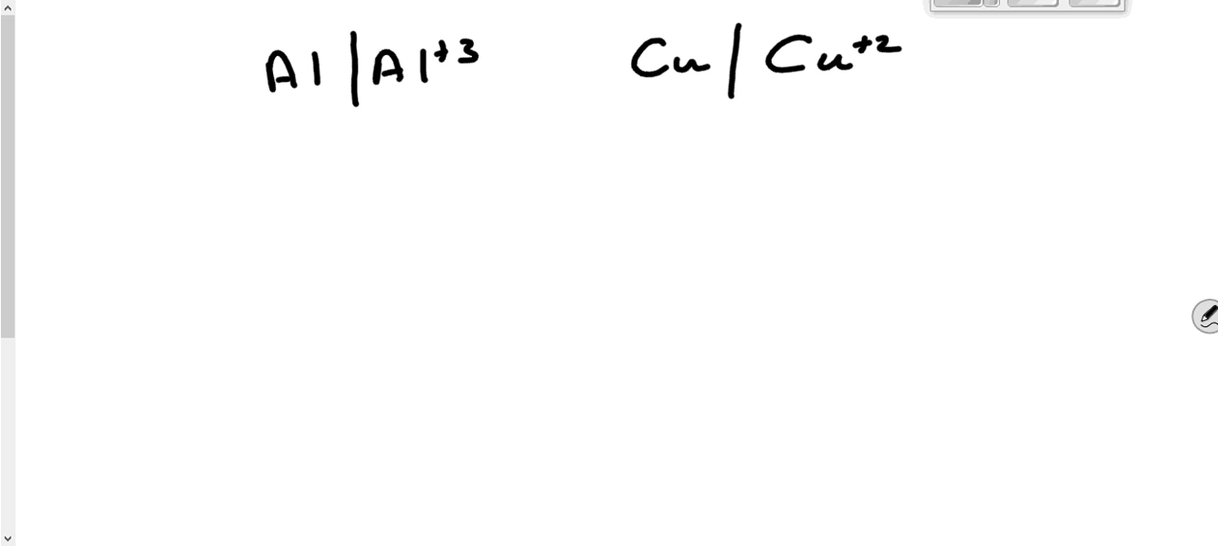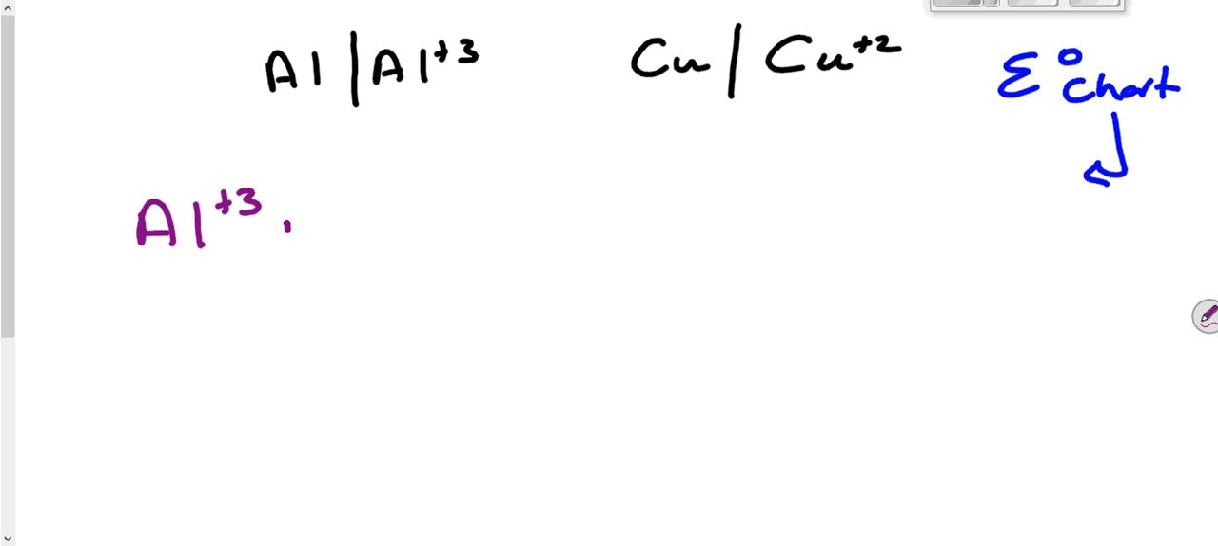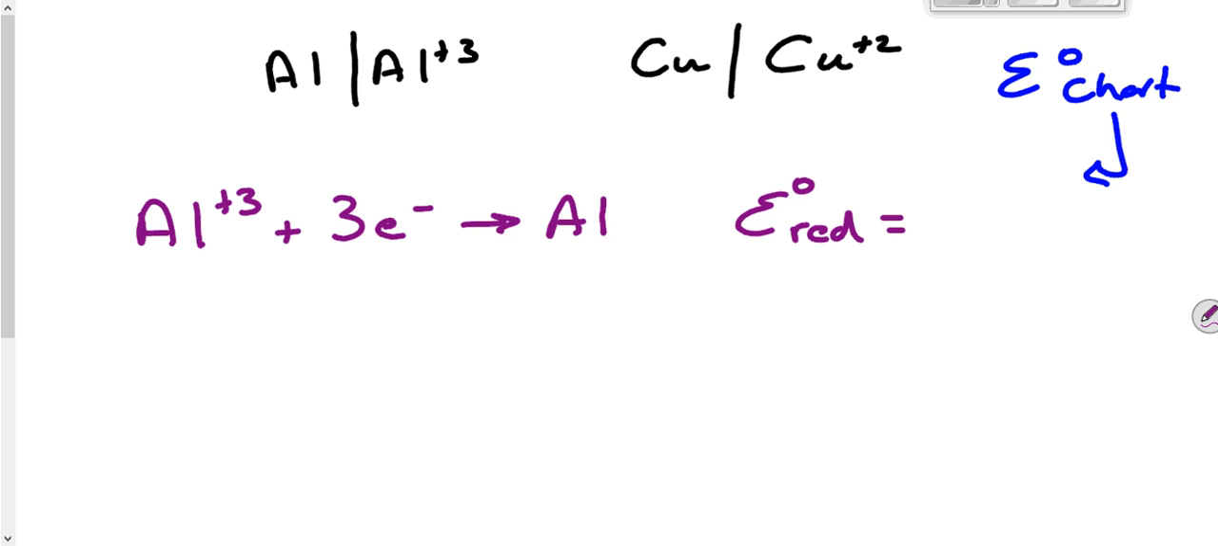I'm going to start by going to my chart on page 1, my electropotential chart. And from that chart, I'm going to look up the two reactions that have these species. On the left-hand side, I see that we can find the aluminum reaction looking like this. Aluminum plus 3 gains 3 electrons to form aluminum metal, and the reduction potential for that reaction is negative 1.66 volts.